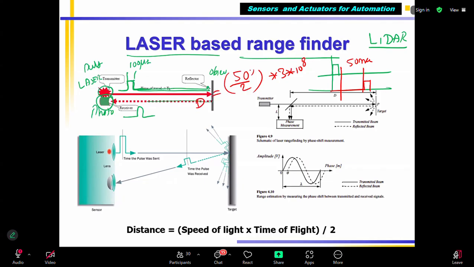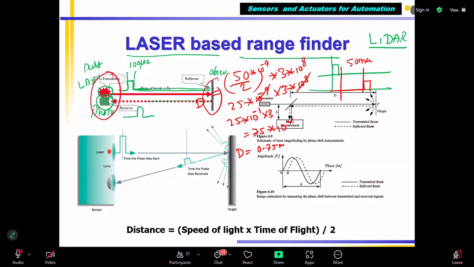Correct? This is 50 into 10 power minus 9. I said 50 nanoseconds. So that is 25 into 10 power minus 9 multiplied by 3 into 10 power 8. 10 power 8 and 10 power minus 9 combine, this becomes 10 power minus 1. 25 into 10 power minus 1 multiplied by 3 is nothing but 75 into 10 power minus 1. What is that? D equal to 0.75 meter. The distance between this laser based rangefinder and the object, if the total time capital T is 50 nanoseconds, will be 0.75 meter.